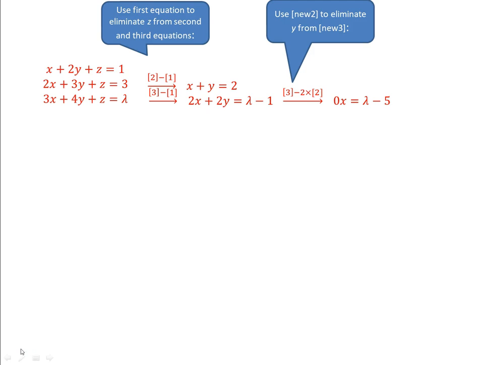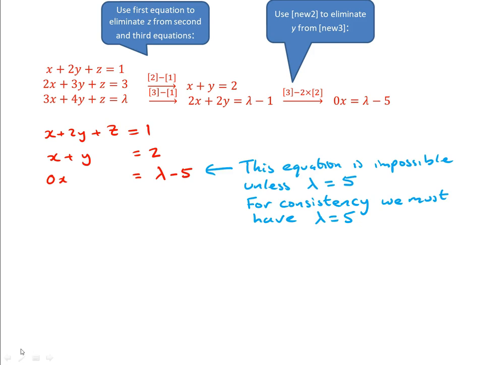So the fact that 2y take away 2y is 0, I'm really happy about, because the whole aim of this was to eliminate the y's. Then I've got lambda minus 1, take away 2 times 2, gives me lambda minus 5. Now this equation 0x equals lambda minus 5 will only have solutions if the right hand side is 0. So 0x equals lambda minus 5 is an impossible equation unless lambda equals 5.